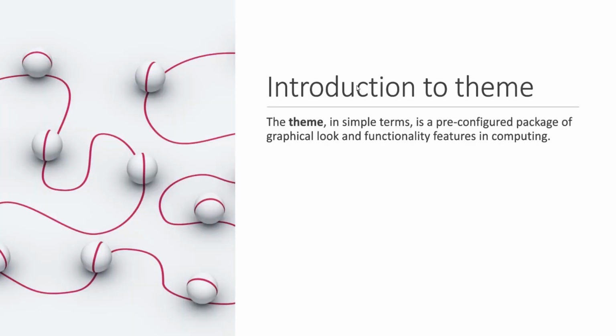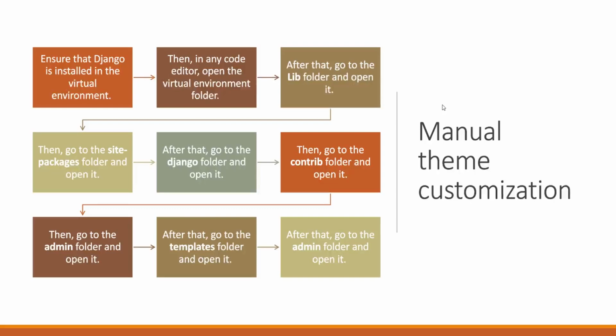The theme in simple terms is a pre-configured package of a graphical look and functionality features in computing. And in Django, there are two ways to customize the admin interface as I told you previously, either manually or using the package. Firstly, we will start with manual theme customization. The following are the steps by which we can customize the Django interface. These are the pre-steps to do the theme customization in Django. I will show you each step with the help of an example so you clearly understand the topic.